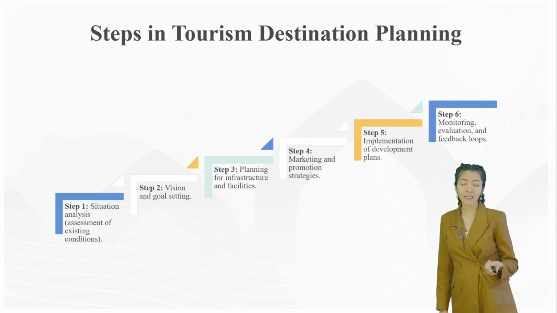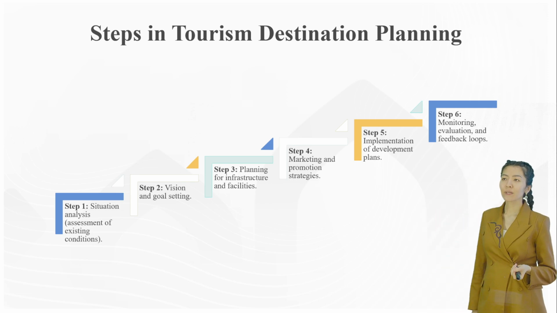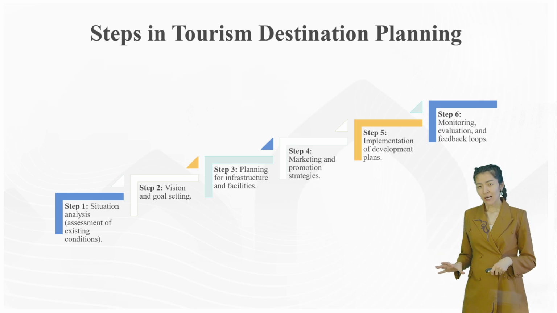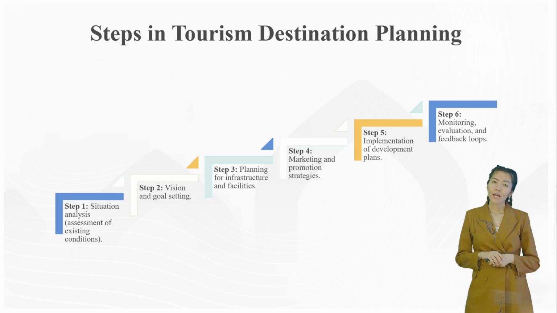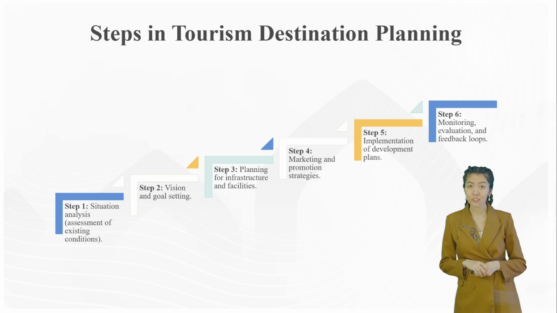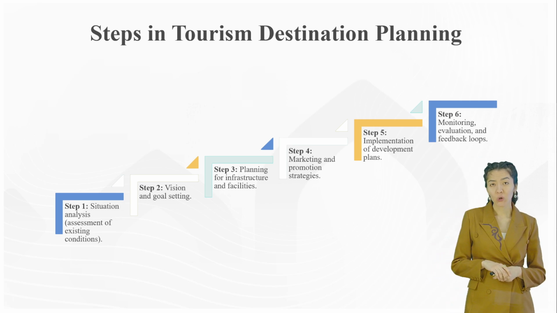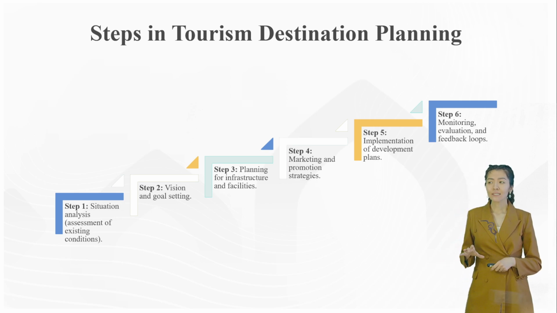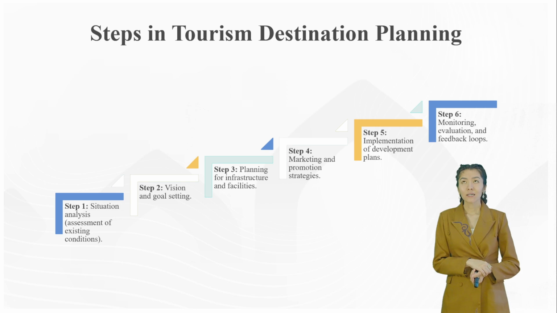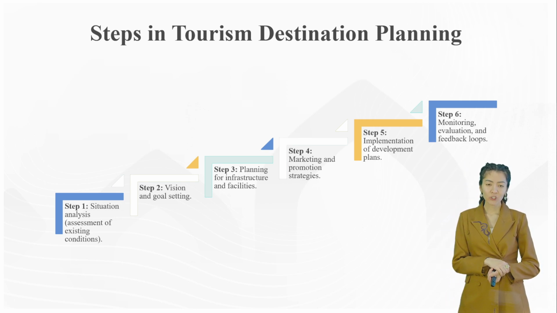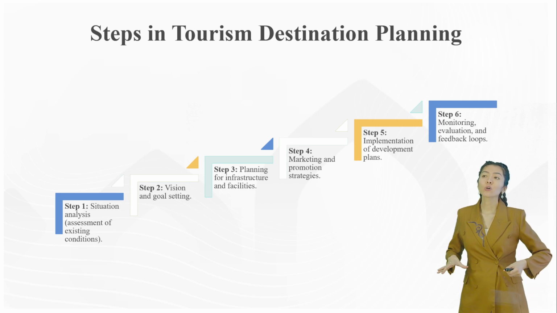Steps in tourism destination planning. Firstly, situation analysis. It means the first step to understand the development of infrastructure or tourist destination: as a policymaker of the tourism industry or a stakeholder in this sphere, you should first analyze the whole situation in the destination. Secondly, vision and goal setting. After identifying your situation, you should create your goals. Your vision depends on your situation and your resources.